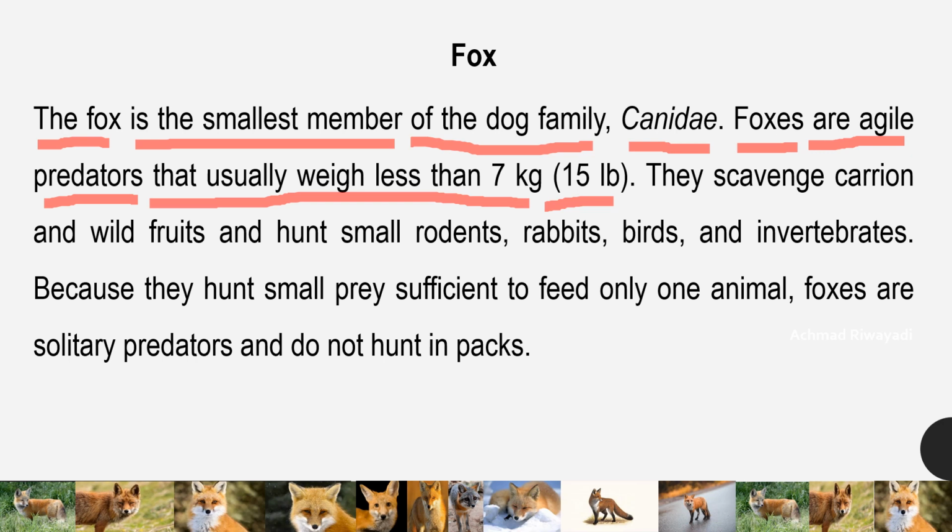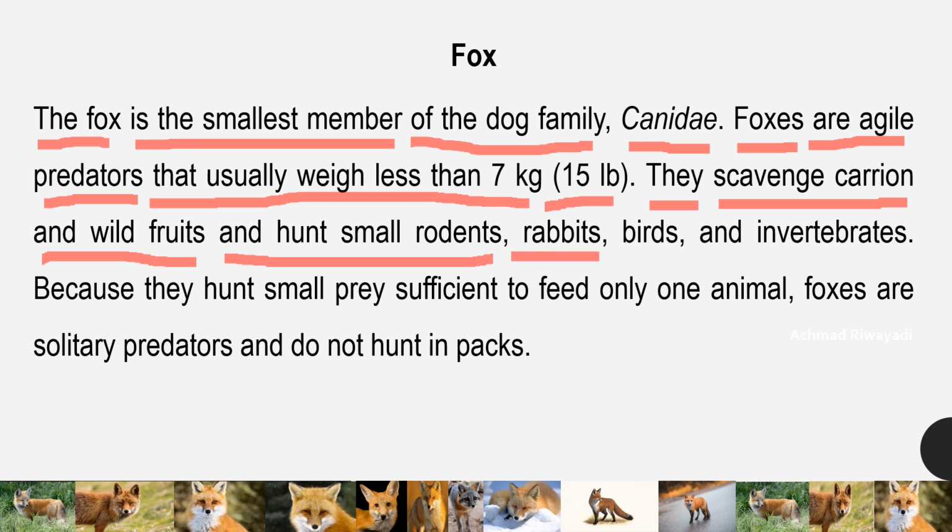They scavenge carrion and wild fruits. Rubah-rubah ini memakan bangkai dan buah-buahan liar, and hunt small rodents, rabbits, birds, and invertebrates, dan berburu binatang-binatang mengerat yang kecil, kelinci, burung, dan binatang-binatang lunak yang tak bertulang.